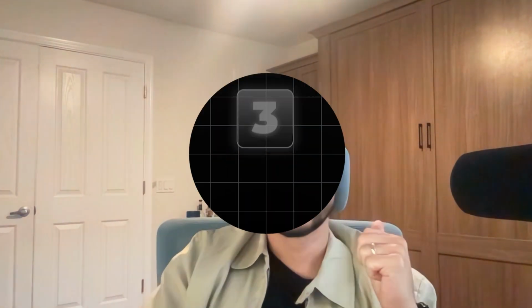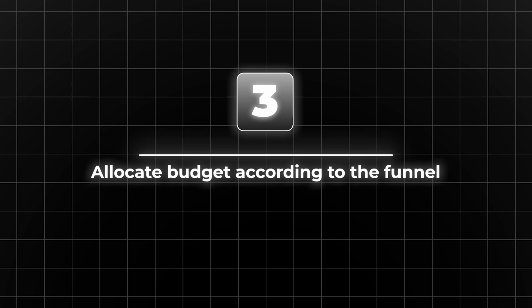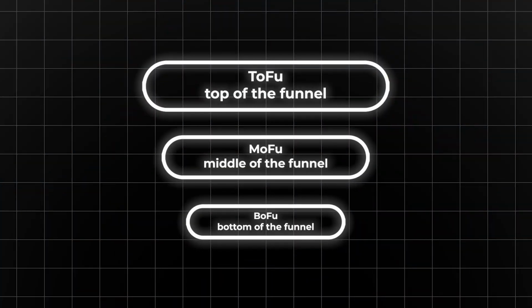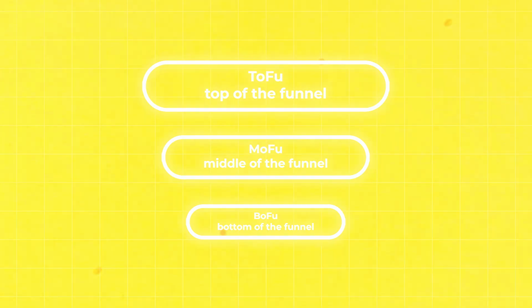A pro tip, use a Performance Max or shopping campaign to drive more high AOV sales in a Google Ads environment. Step 3, allocate budget according to the funnel. Your budget should follow the buyer's journey. So everybody's seen the AIDA, tofu, mofu, bofu, whatever you want to call it, right? What we'll do for the sake of this, it sounds cooler, is tofu, mofu, bofu.